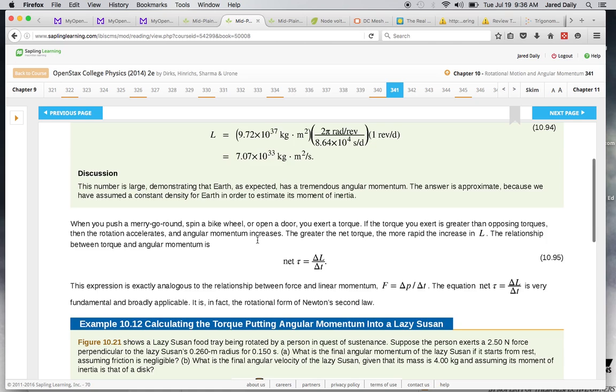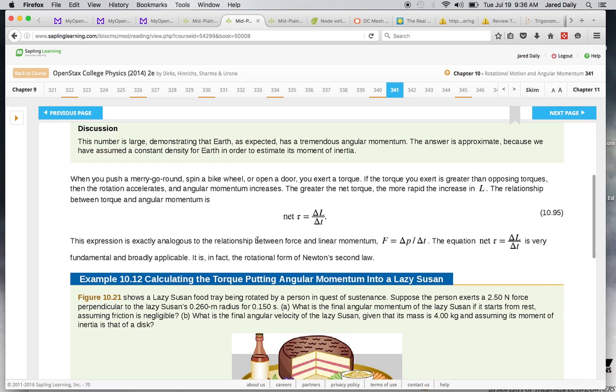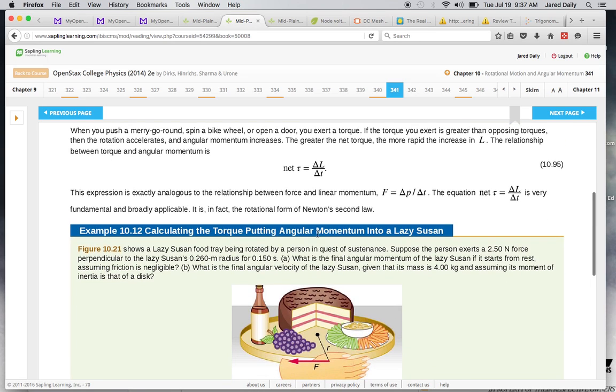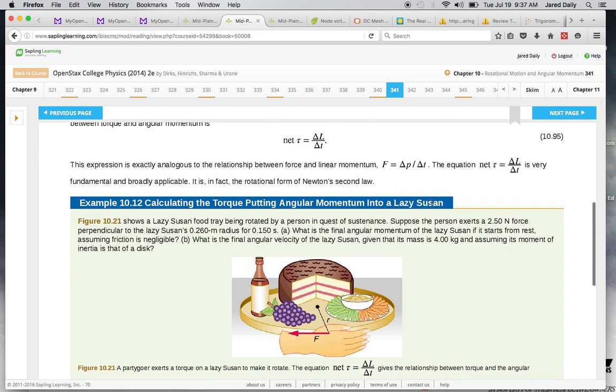And of course, just like with linear momentum, there's a relationship between force and momentum for angular momentum, except it's not force, it's torque, since torque is what we use to replace force when we're talking about rotational dynamics. We said that the net torque is equal to the change in angular momentum over the change in time. Here's the similar one for force: force equals change in linear momentum over change in time. And it's a very useful equation.